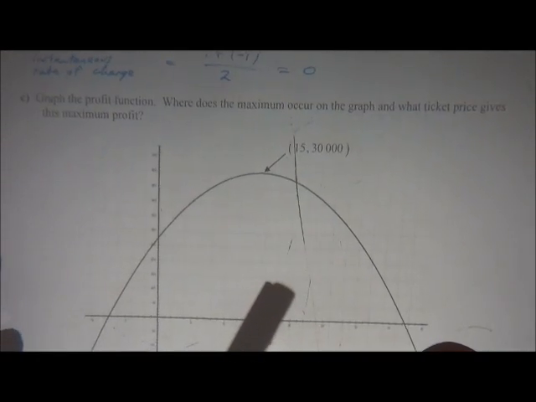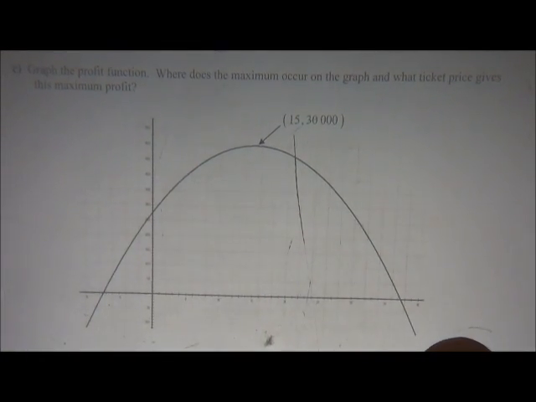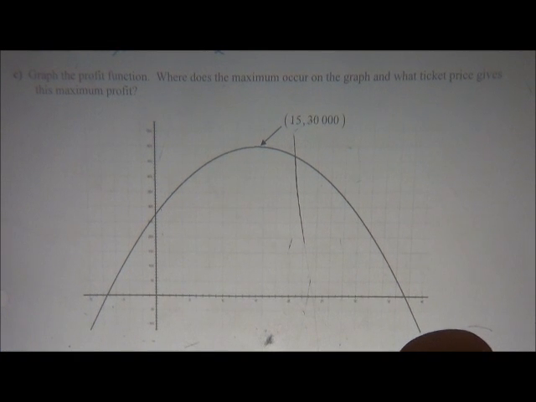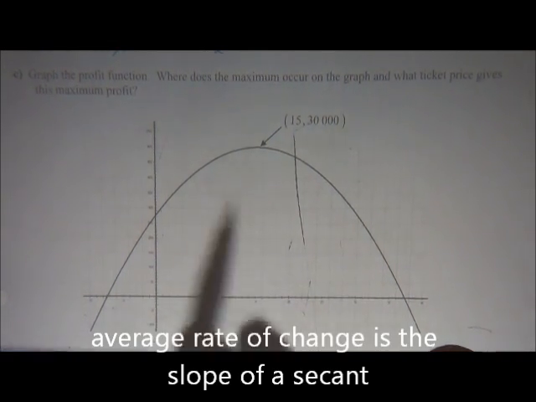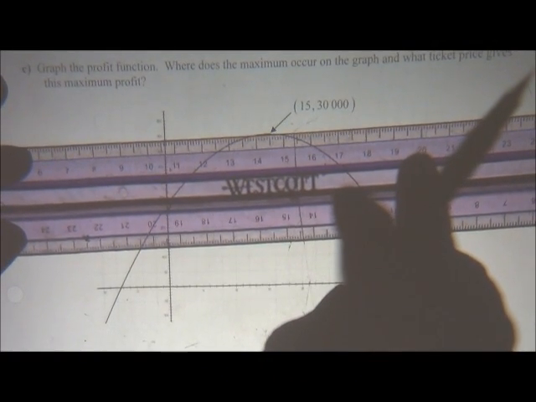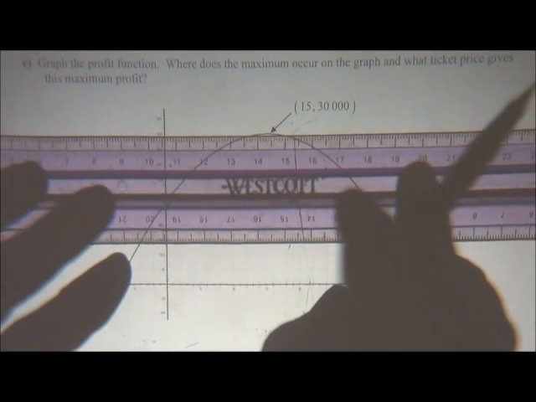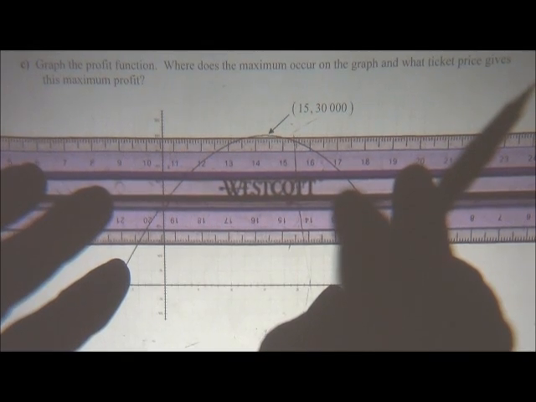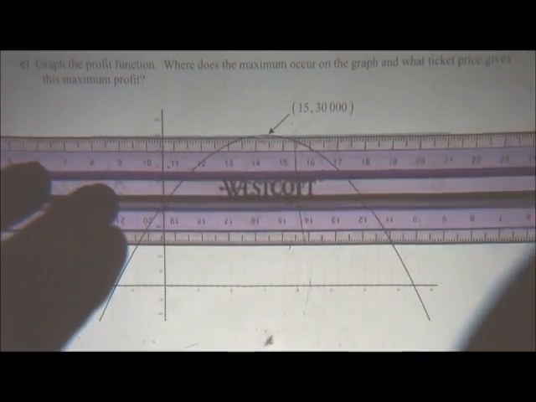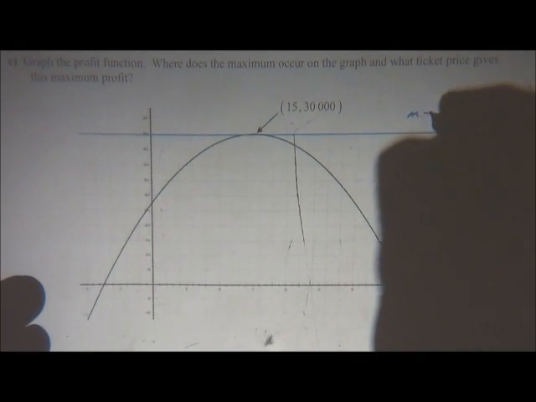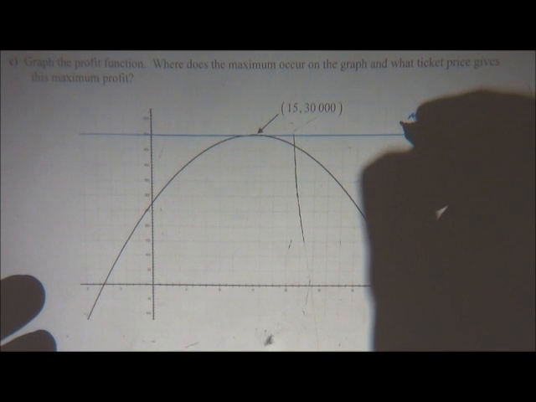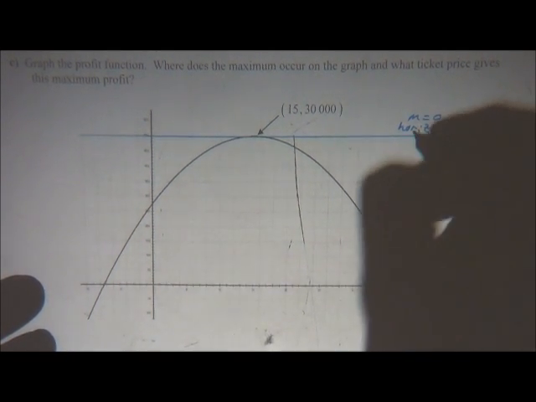We have to remember that rate of change is the slope of a secant. And when we're talking about the estimate of the instantaneous rate of change, it's still slope. Rate of change is still slope. But in this case, because it's 0, we have 0 slope here. So the slope is 0, which indicates that it's a horizontal tangent.